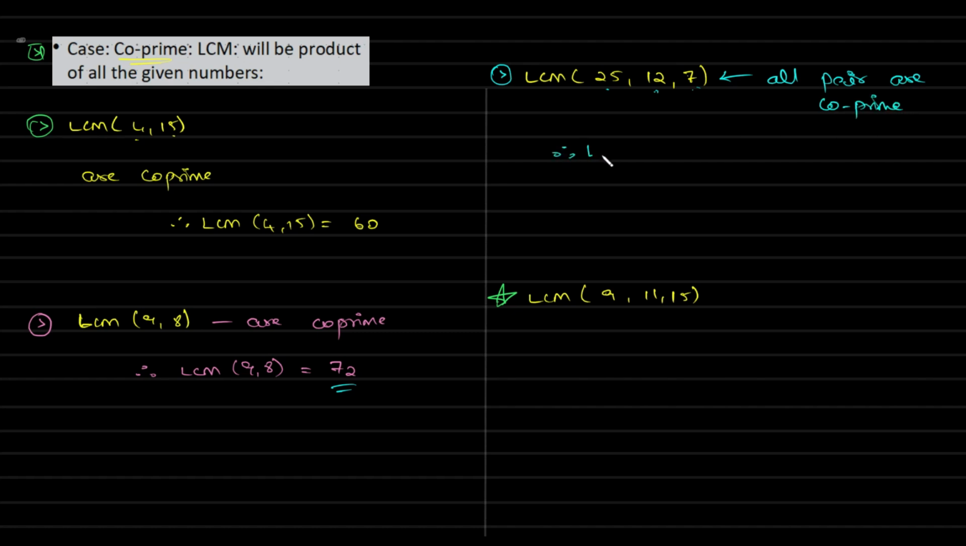Therefore, the LCM between 25, 12 and 7 is nothing but 25 into 12. I'm going to write it as 4 into 3 into 7. Why? Simple reason being 25 into 4 is 100, and 100 into 21 is 2100, simple. Okay. So whenever you get multiplication of big numbers, you have to be smart.